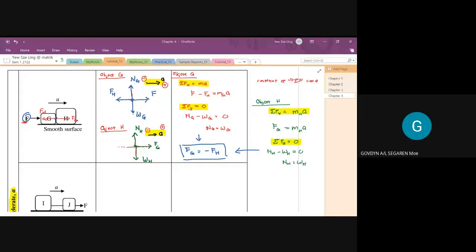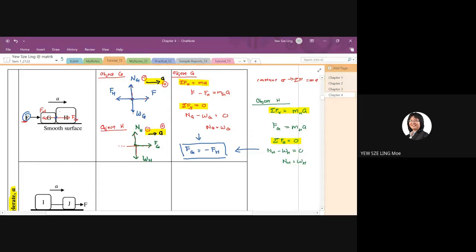Madam, I have a question. Yes? Why did you include Fh in the free body diagram of object H? My free body diagram is Fg, right? But then you said equal force. Yeah, equal, because this is a contact force in between G and H.